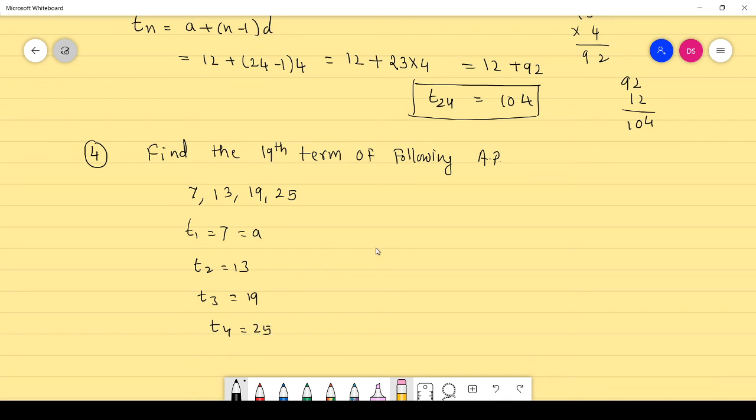So now find out the common difference. How to find out the common difference? T4 minus T3, T3 minus T2, T2 minus T1, right? Same way you need to find it out. So T4 minus T3, what is T4? 25 minus T3, that is 19. What is T3? T3 is 19 minus T2, that is 13. Then what is T2? T2 is nothing but 13 minus 7, right?